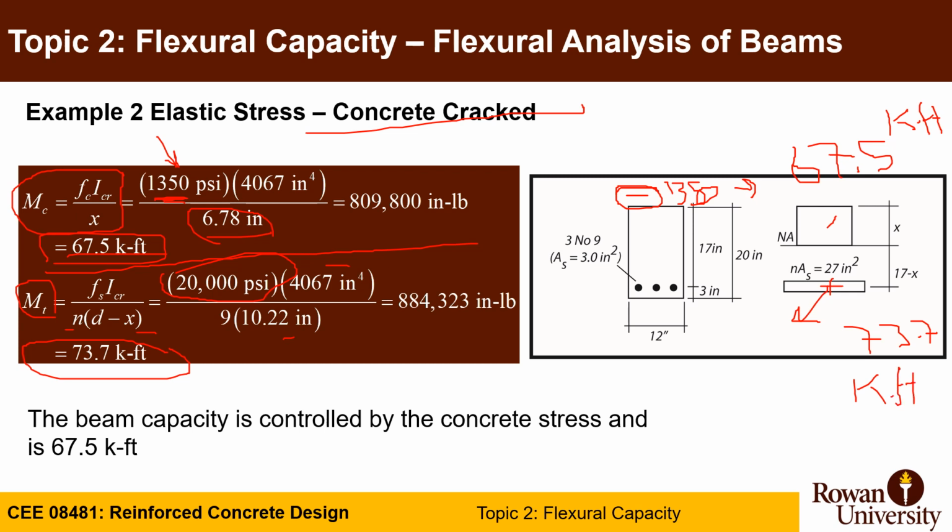In this case, the critical moment will be the least of the two. So you will reach 1350 but less than 20,000 psi in the steel, because if you use 73.7, you will reach 20,000 psi, but the stress will be much higher on the compression side. So we usually use the least of the two, which is 67.5.